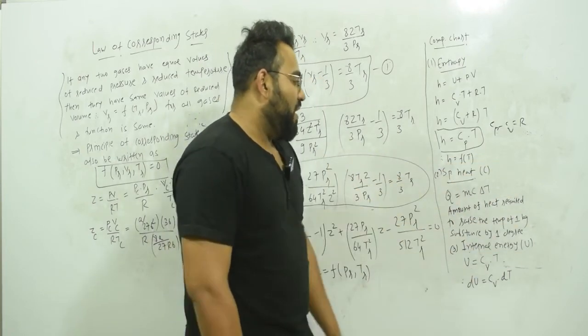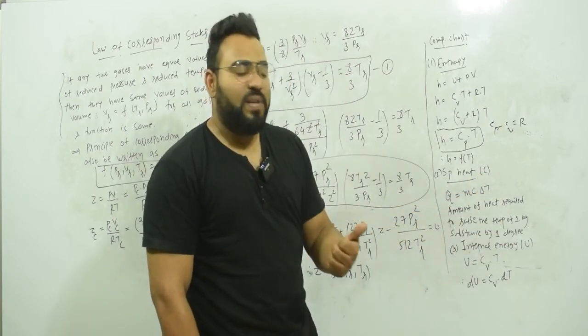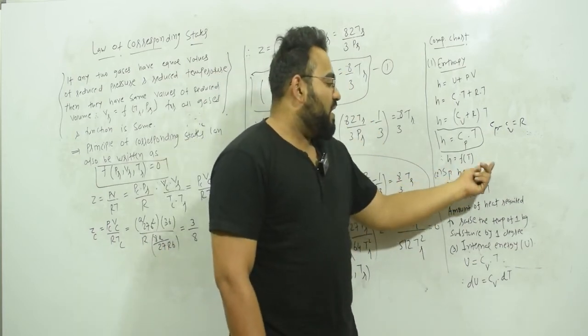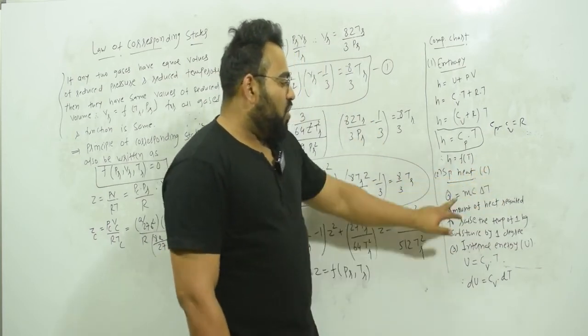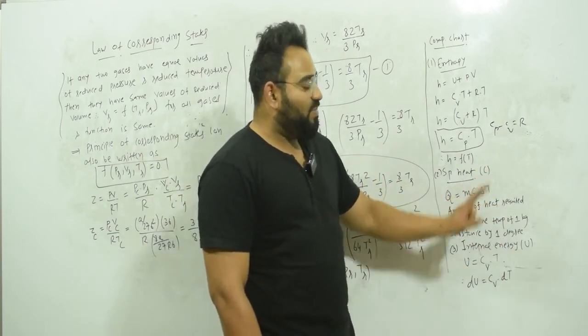Second, specific heat. Its symbol is C. Sometimes we write Cp, meaning specific heat at constant pressure, and Cv, meaning specific heat at constant volume. For specific heat in general, we write capital C. So Q is equal to mC delta T. If it is happening at constant pressure, you can write Q is equal to mCp delta T.